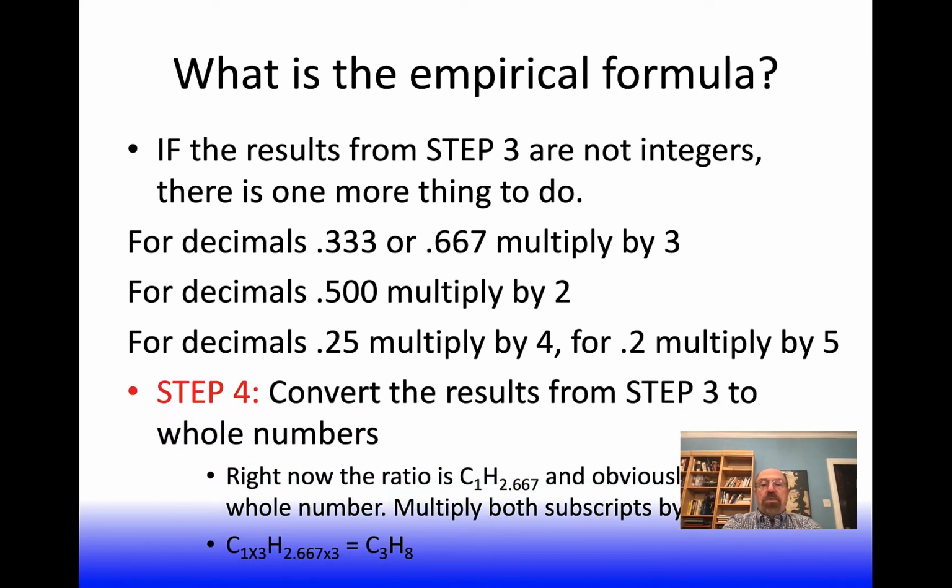So, this is our fourth step. We take our values from step 3 and we want to get them to whole numbers. Right now the ratio is 1 carbon to 2.667 hydrogens. That's not a whole number. If we multiply both by 3, we will get C3H8. C3H8, by the way, happens to be an alkane. It happens to be propane. Now, take a look. That is the lowest whole number ratio, where you can't factor out a common factor. C3H8 is the empirical formula.